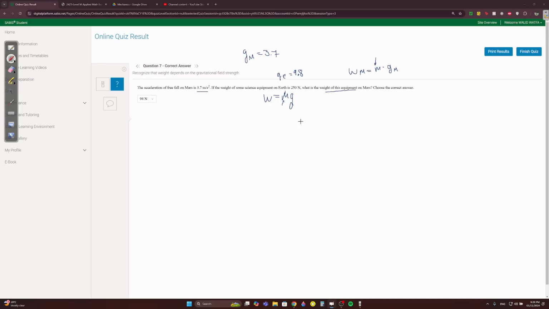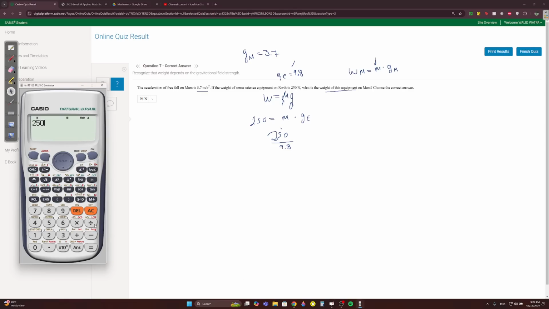I need the mass. How do I find the mass? We know on Earth it's 250. So 250 is equal to the mass of the object times the g of Earth, which is always 9.8, unless given otherwise. So you're going to get mass is equal to 250 divided by g of Earth, so 9.8, multiplied by g of Mars, which is going to be 3.7. We found the mass, times g of Mars now, times 3.7. You should get 94 newtons.